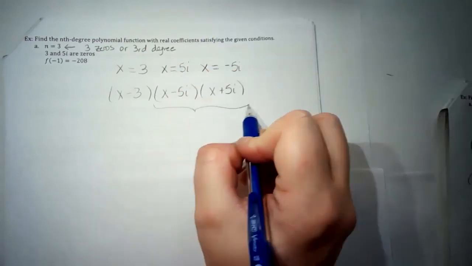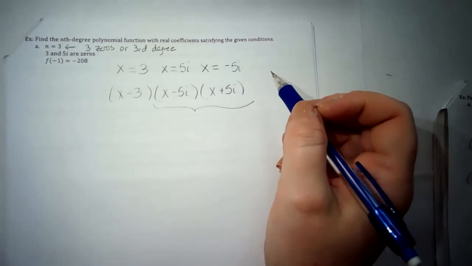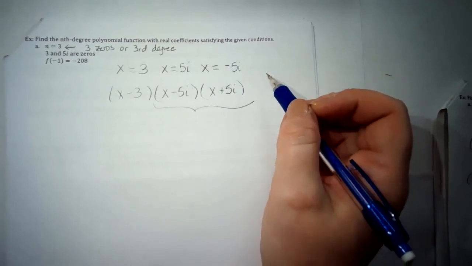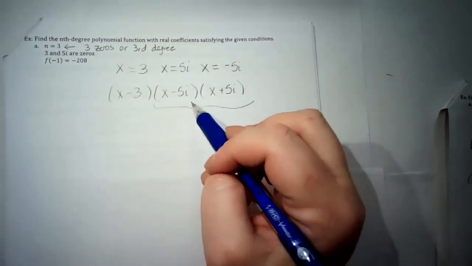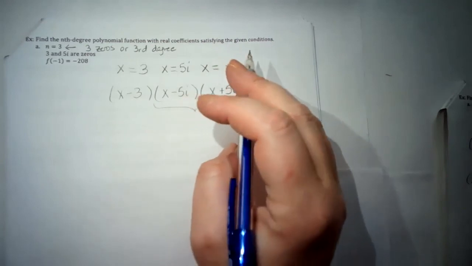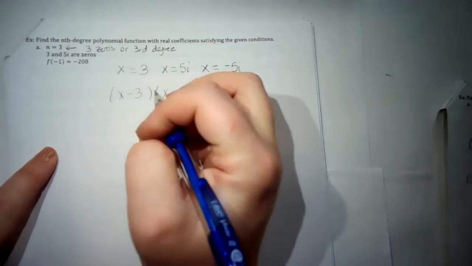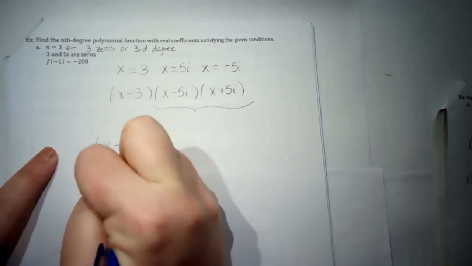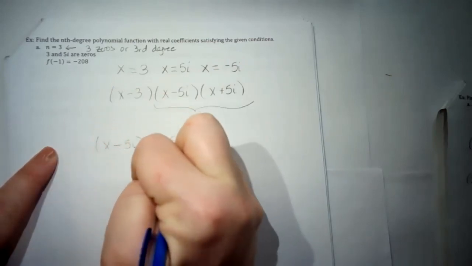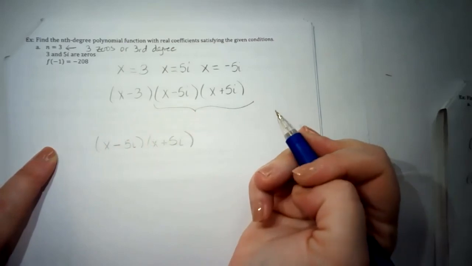All right, I strongly urge you to do the imaginaries first. I know it stinks and you guys love to put off hard stuff, but by doing these first, you're going to get rid of the i's and it's going to make your life a lot easier. So let's forget this guy for now. And let's do these 2 and multiply them.